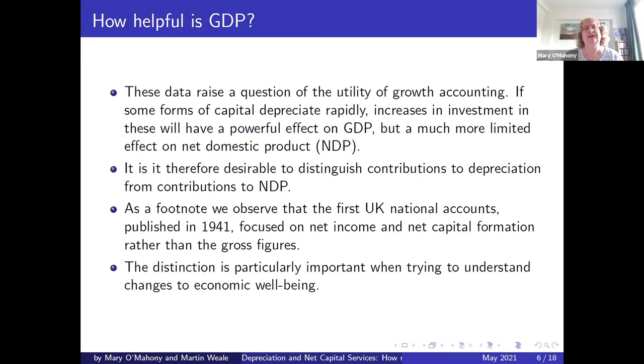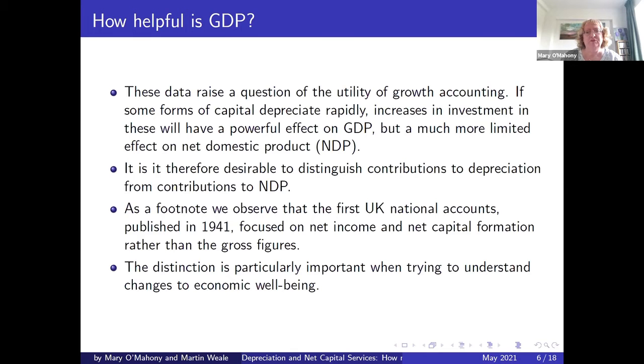What we are asking here, looking at this specifically in the case of intangibles, is also a more general question about how helpful GDP is as a measure of growth in the economy, because some forms of capital depreciate very, very rapidly. Increases in investment in these types of assets can have a very powerful effect on GDP, but a much more limited effect on net national product. This is one of the reasons for focusing on intangibles: they have a very high depreciation rate. So we think it's desirable to distinguish contributions to depreciation from contributions to net domestic product.